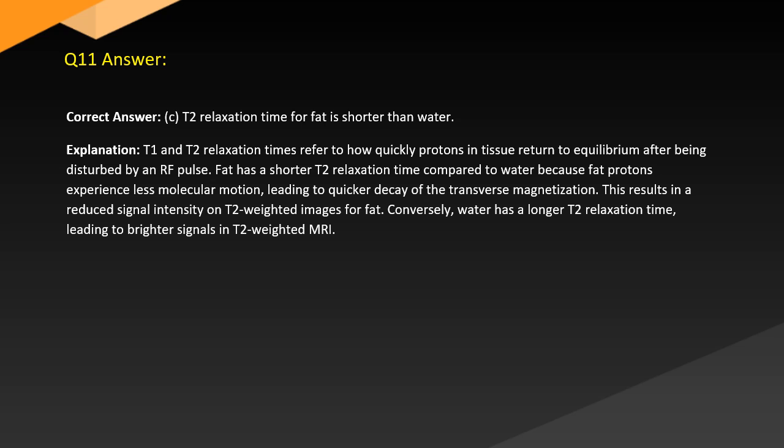Answer. Correct answer: C. Relaxation time for fat is shorter than water. Explanation. T1 relaxation times refer to how quickly protons in tissue return to equilibrium after being disturbed by an RF pulse. Fat has a shorter relaxation time compared to water because fat protons experience less molecular motion, leading to quicker decay of the transverse magnetization. This results in a reduced signal intensity on weighted images for fat. Conversely, water has a longer relaxation time, leading to brighter signals in T2-weighted images.